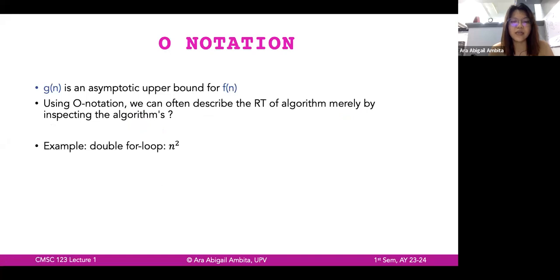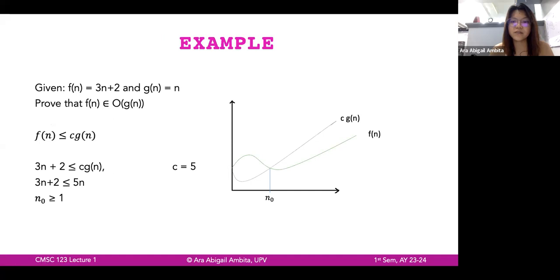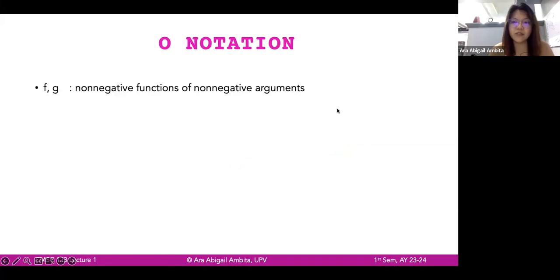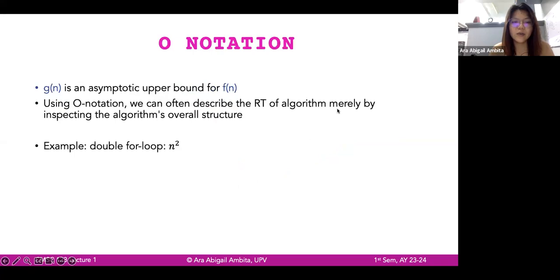And using the big O notation, our asymptotic upper bound, or g of n, as you can see here, this function cg of n will act like an upper limit, or an upper bound, to our function f of n. Okay, so using the O notation, we can often describe the running time of an algorithm merely by inspecting the algorithm's overall structure.